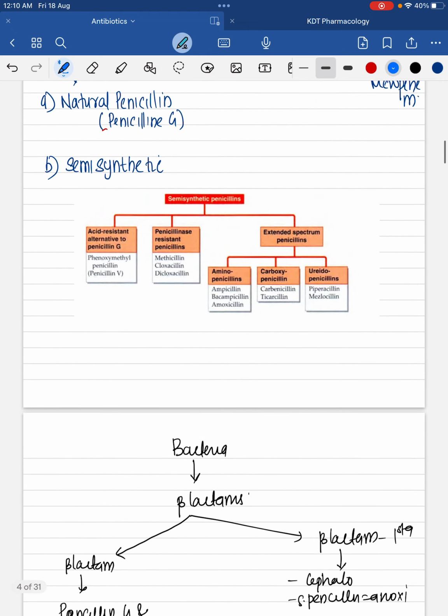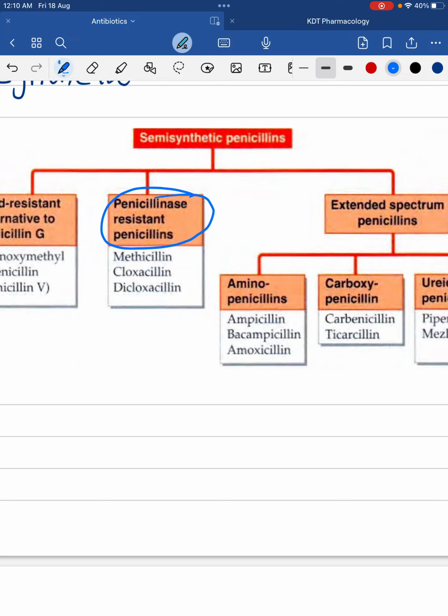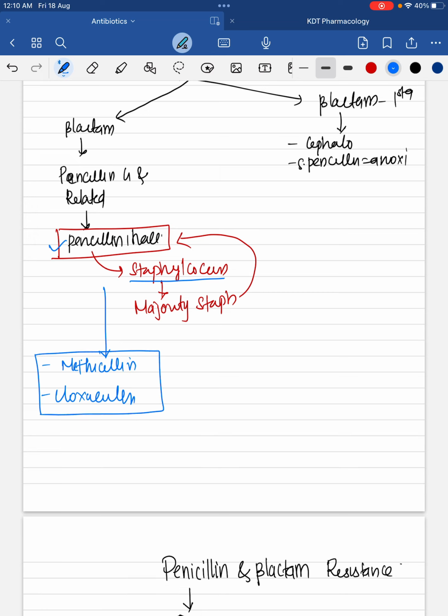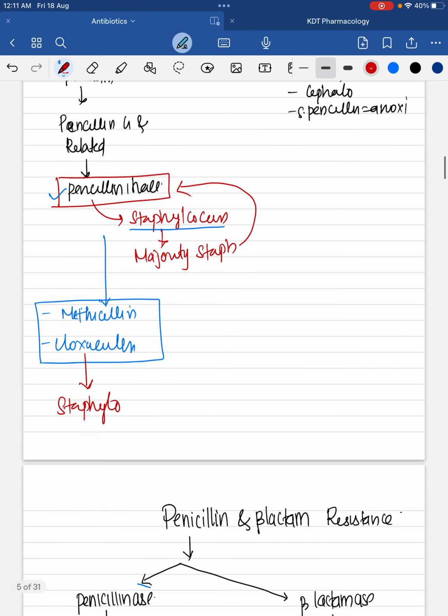So they are classified as penicillinase resistant penicillin, methicillin and cloxacillin. I told you penicillinase is mainly produced by Staphylococcus. So methicillin and cloxacillin will be antibiotics which act toward Staphylococcus. Please keep this point in your mind, because Staphylococcus is notorious. So we have to be thorough with the antibiotics which particularly act against Staphylococcus. This is the first group.